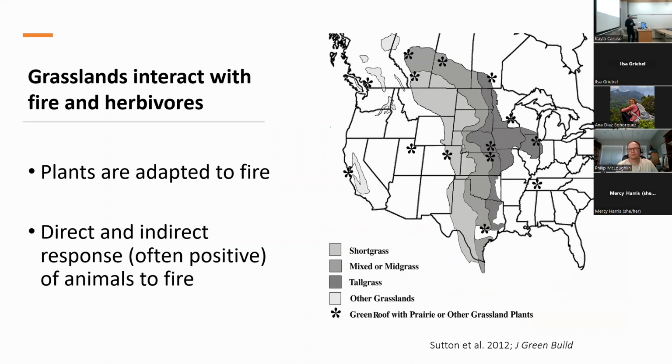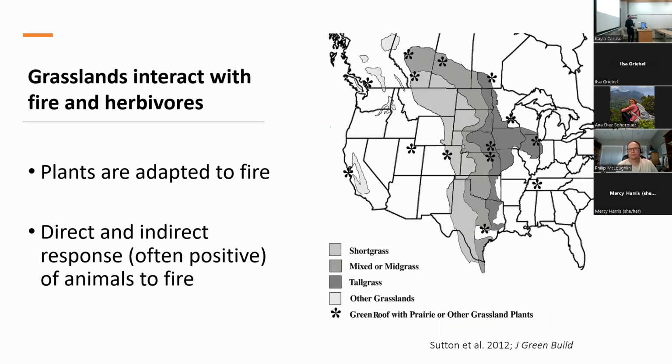And also, the interaction with animals is often positive. Animals respond positively very often to fire. That's why this interaction is very important to maintain, in order to keep other ecosystem services that are beneficial for humans as well. So that's why reintroducing fire in grasslands is very important.